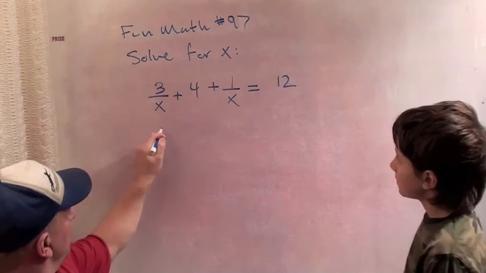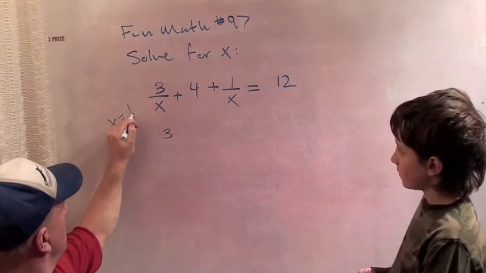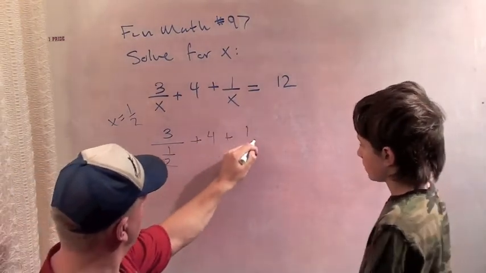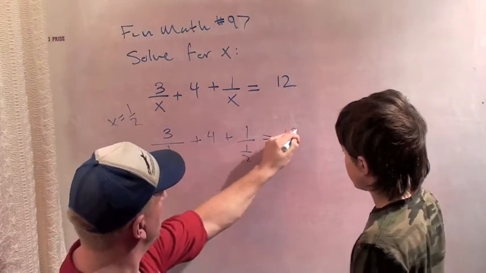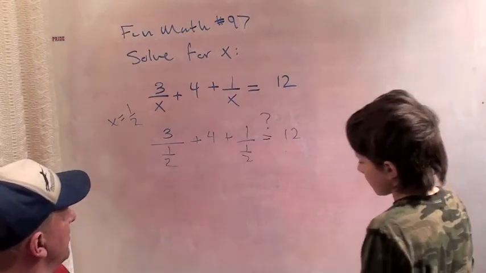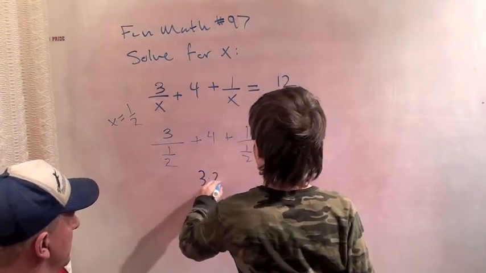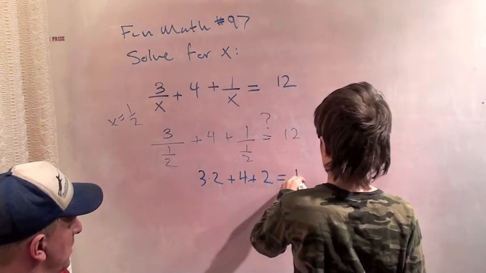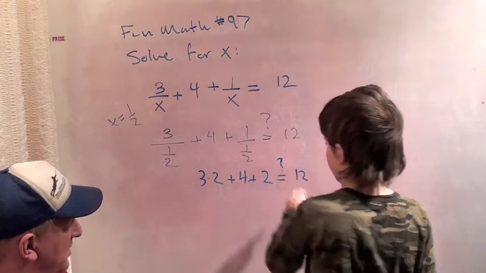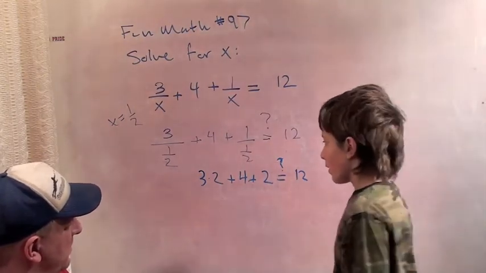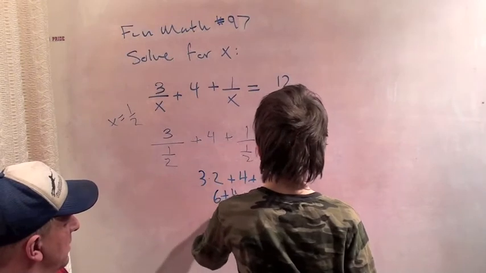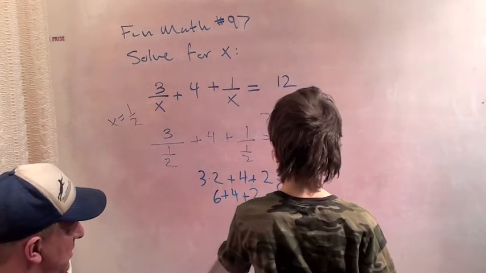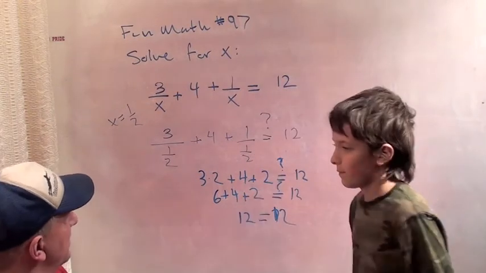Okay, so 3 over x, if x is a half, 3 over 1/2 plus 4 plus 1 over 1/2 equals 12. That's what we're wondering. Does that equal 12? Okay, what does 3 over a half equal? It's 3 times 2 plus 4 plus 2. Does this equal 12? Well, it's 6 plus 4 plus 2. 10 plus 2, 12 equals 12. 12 does in fact equal 12.